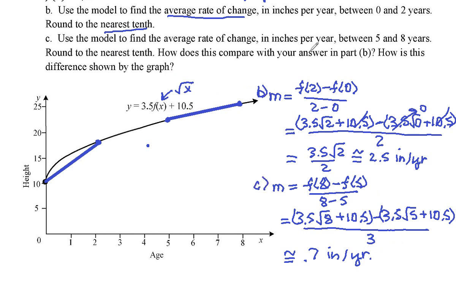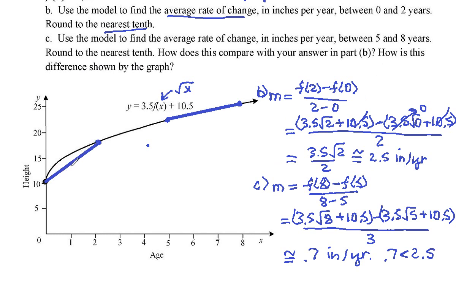Use the model to find the average rate of change from 5 to 8, rounded to the nearest 10th. How does this compare to your answer in part B? So it's smaller. So 0.7 is less than 2.5. And then how is this difference shown on the graph? Well, the slope is shallower. This is a steeper slope.